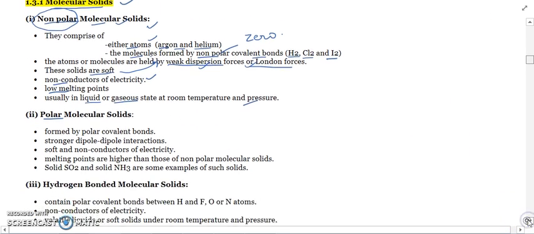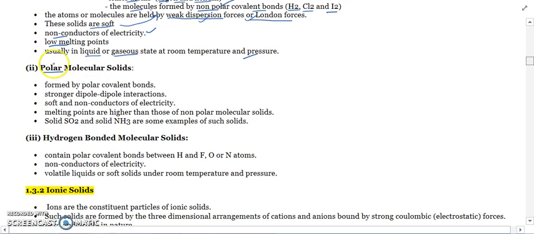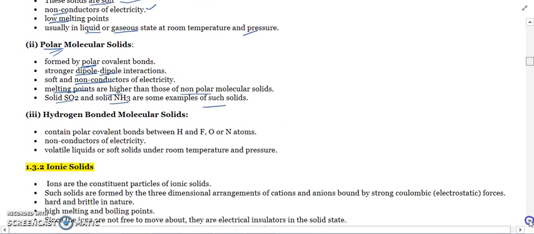The next type of molecular solids are polar molecular solids. Polar, as the name signifies, means the molecules have a dipole moment. Second point is dipole-dipole interaction. There will be dipole-dipole interactions. Next, they are non-conductors of electricity because here also there are no ions or electrons. Next, melting points are higher than those of non-polar molecular solids because here the attractions are more. Examples are solid sulfur dioxide and solid ammonia, which are examples of polar molecular solids.